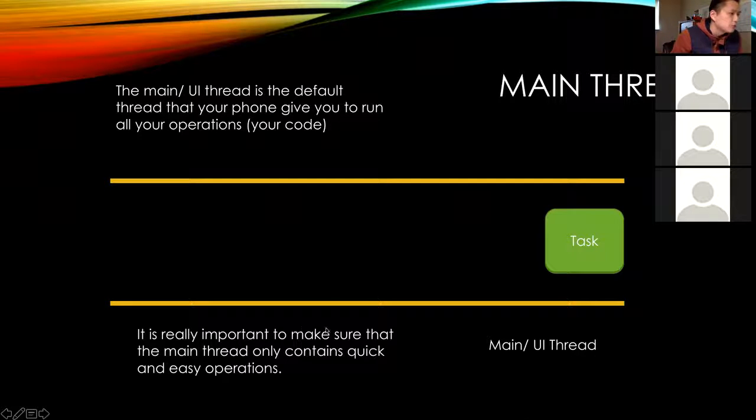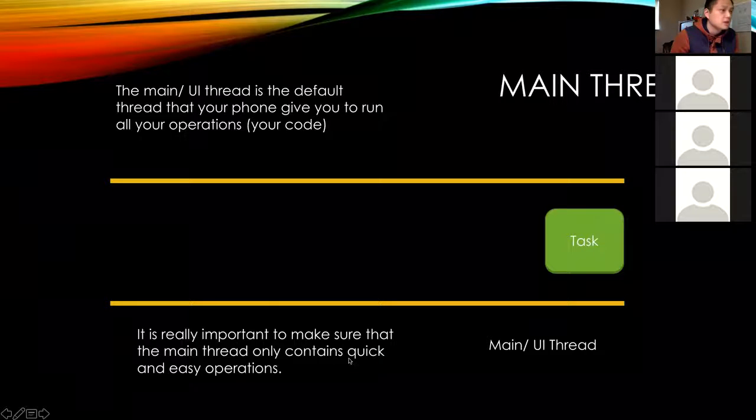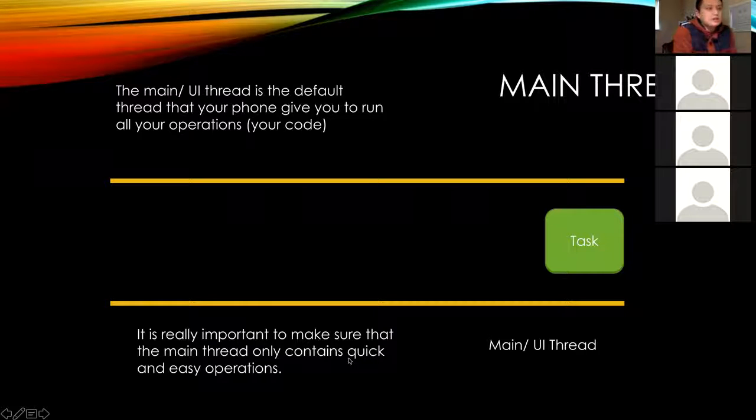So it is really important to make sure that the main thread only contains quick and easy operations, right? So anything that's mainly UI related. You don't want to run anything that's fetching data off the internet or rendering something that's very huge, like a big image, for example.